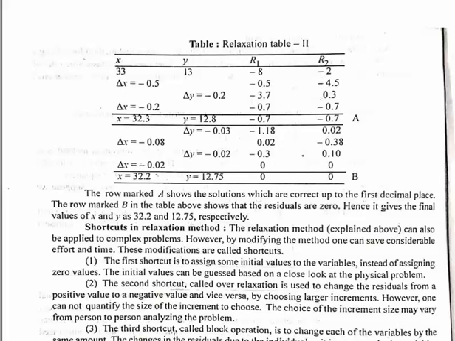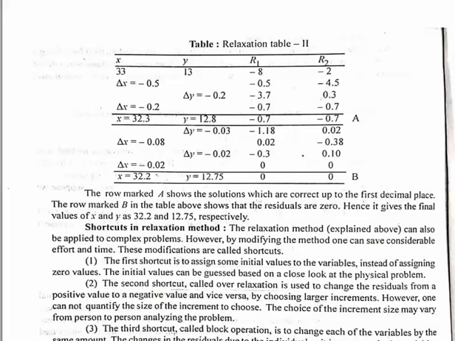The second shortcut, called over relaxation, is used to change the residuals from positive values to negative values, or vice versa, by choosing the largest increment. However, one cannot quantify the size of the increment to choose. The choice of the increment may vary from person to person analyzing the problem.